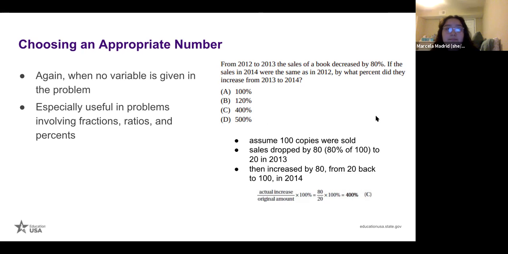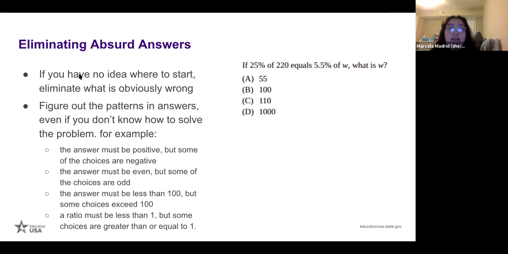All right. The next one is eliminating absurd answers. If you have no idea where to start, eliminate what is obviously wrong. So kind of process of elimination.